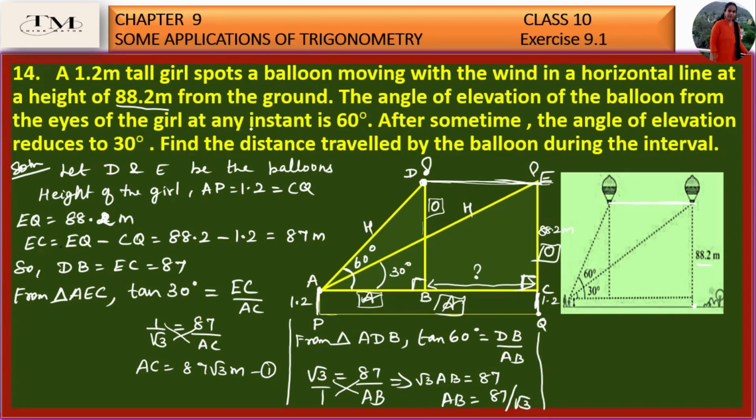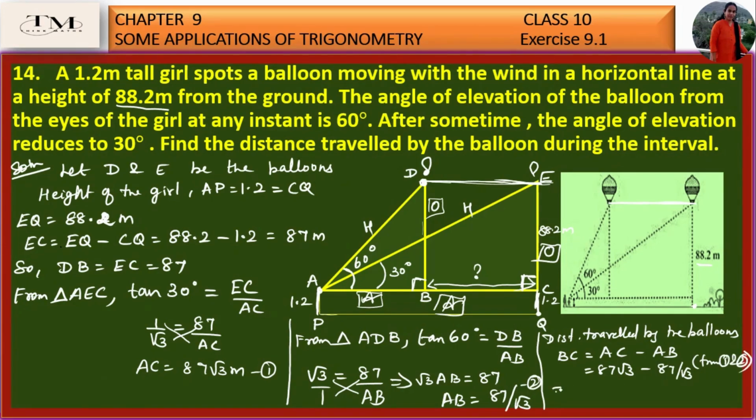What you need to find? You have to find the distance traveled by the balloons. Distance traveled by the balloons is BC. So BC is nothing but AC minus AB. AC is 87 root 3 minus AB is 87 by root 3. So this is 2, from 1 and 2.